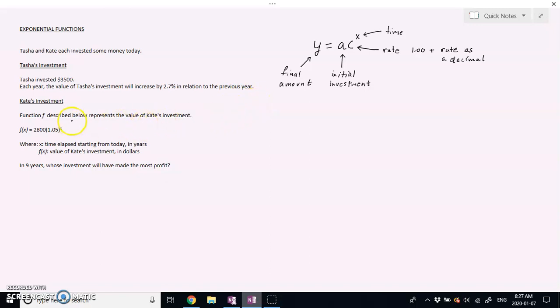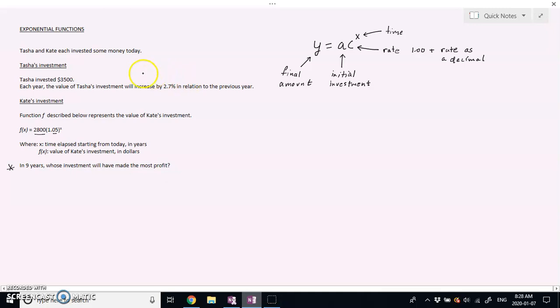Kate's investment is described by a function f, and that function is 2,800 times 1.05 to the power of x. And what we know from our general rule is that her initial investment must be $2,800 right here, and the rate I will explain is going to be 5%. So it's always 1 plus the rate as a decimal. So you always look at the two places behind the decimal, and that gives you a rate. So in her case, it's a 5% investment. And the actual question, overall question they're asking, is in 9 years, whose investment will have made the most profit?